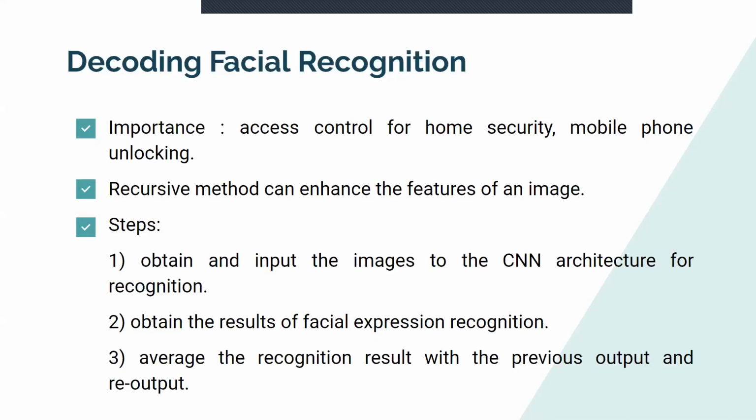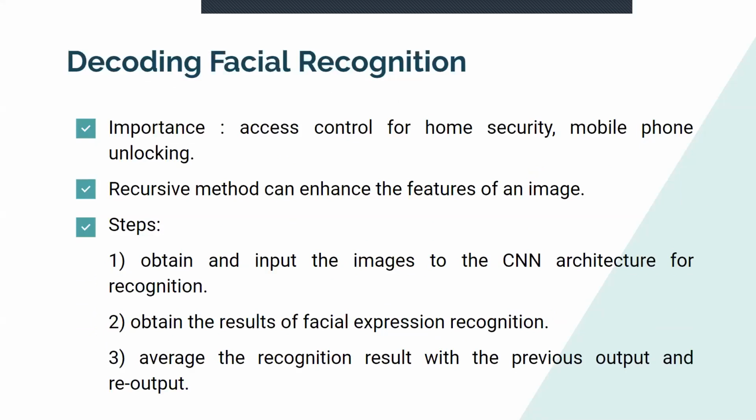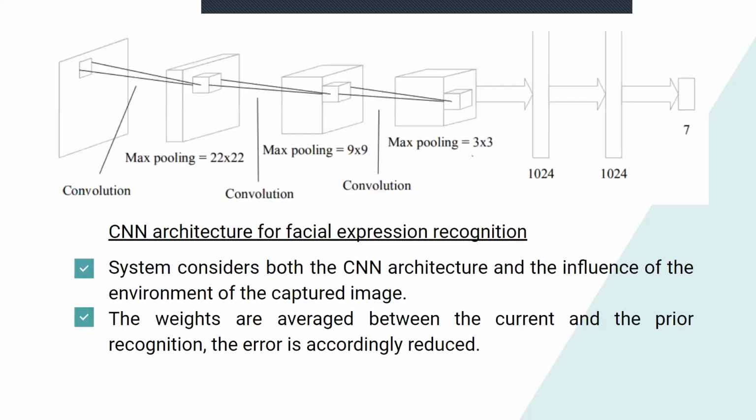The method is divided into 3 steps. The first step is to obtain and input the image to the CNN architecture for recognition. Second, obtain the result of facial expression recognition. And the last one is to average the recognition result with the previous output and re-output. The detection can be programmed, for example, in Python on the Anaconda platform to achieve a detection rate of about 10 images per second. This step was followed by grayscale conversion and resizing for each image to immediately and quickly input the captured image into the trained framework.